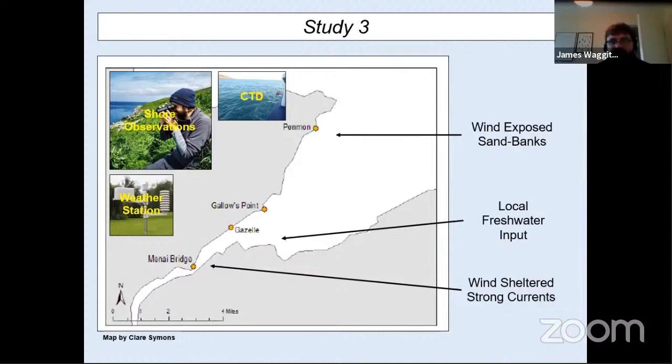And the main river input here is in the central strait, so that's where we have our local freshwater input. You've got very strong currents, but quite sheltered in the south, and quite exposed and slower currents in the north. So basically a good setup. And I can't really go into the final results in detail here because they're still ongoing.